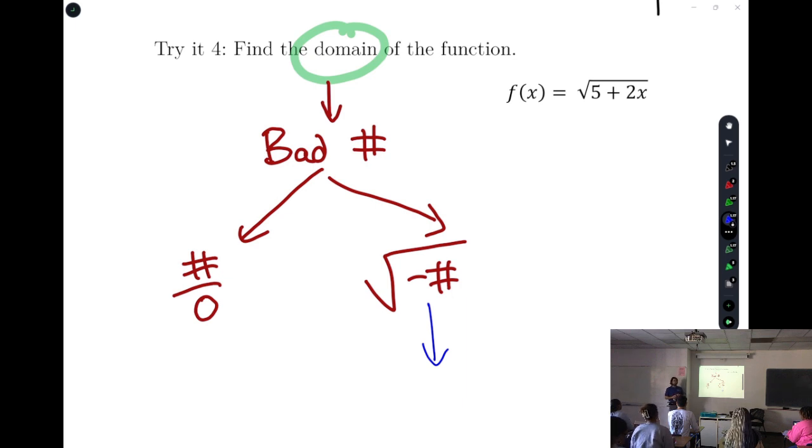We need 5 plus 2x to not be negative. Well, but pause. What about 0? Can it be 0? This is why there's an extra step of thinking. Can the 5 plus 2x be 0? Okay, that's allowed. So now the next step: is there a math way to write 5 plus 2x is not negative?